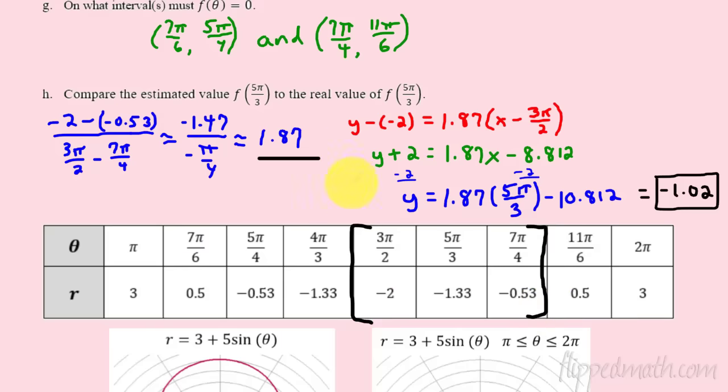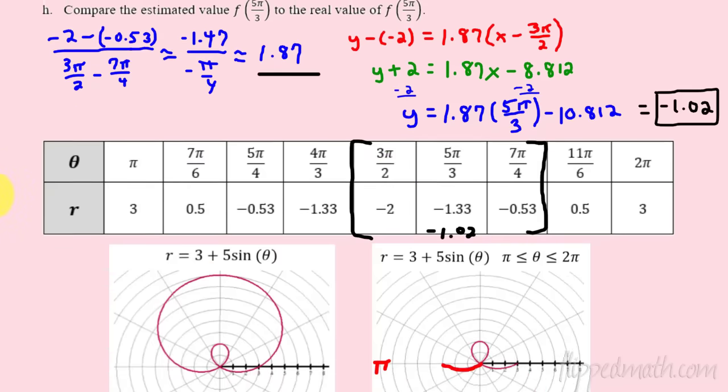I found 1.87 as the average rate of change in this interval between these two. And then I use that as the slope of my line between the 2 points. Do a lot of plug and chug, and I ended up getting negative 1.02. So if I compare these two, are they pretty good? Yeah, they're pretty close. That's really nice. So we get a good approximation there at that point. So I was a bit overestimating because it's less negative here. The actual one was a little bit more negative. So I was an overestimate there.